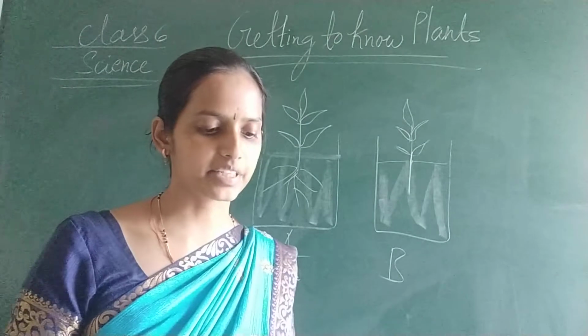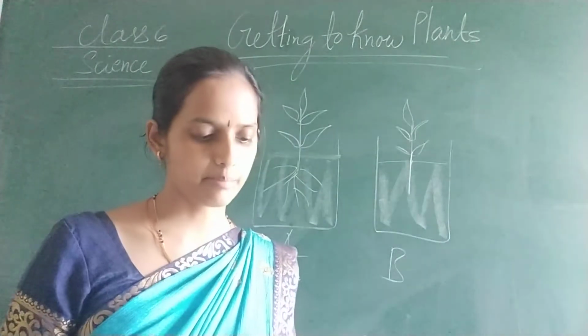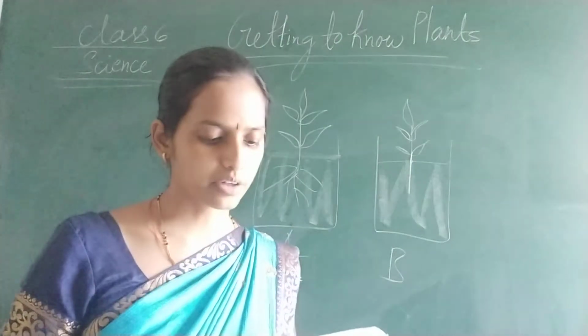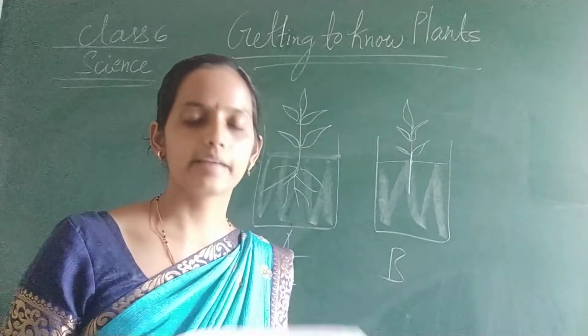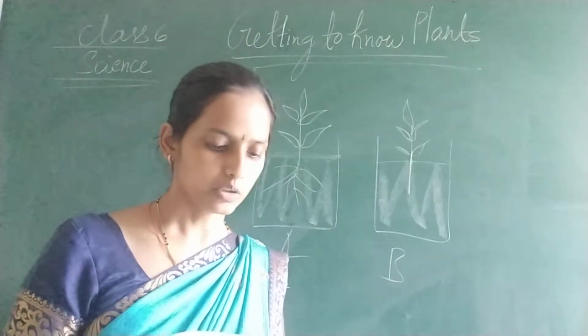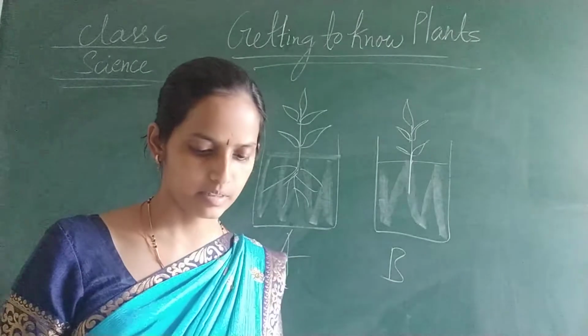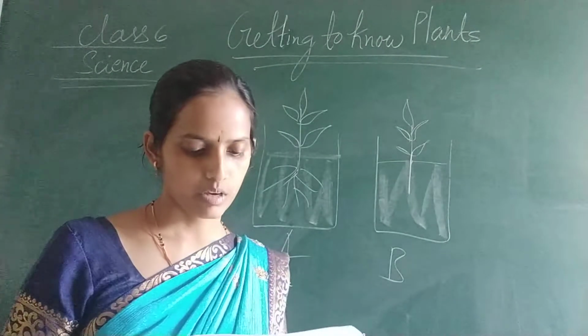So activity 7, we would require seeds of gram and maize, cotton, wool, katori bowl and some water. Take 2 katori bowls, place some wet cotton in them.